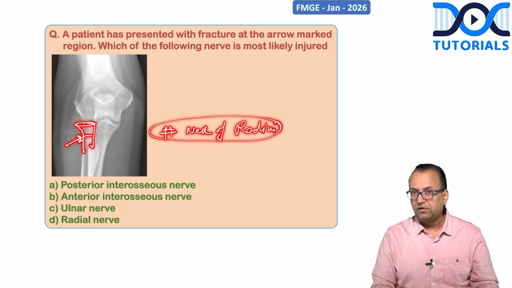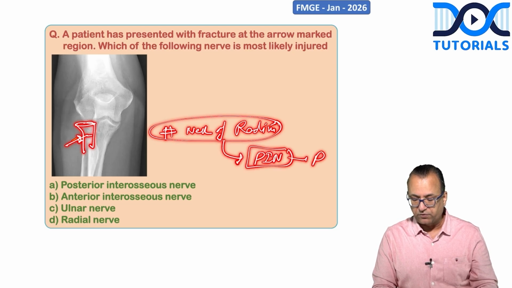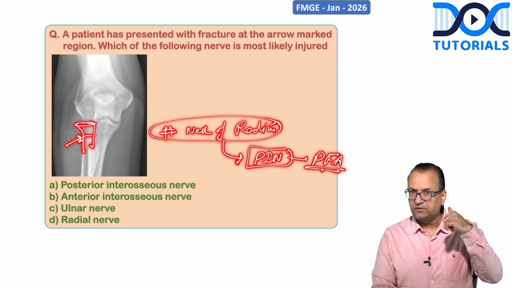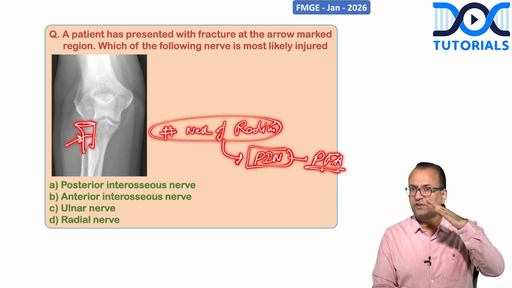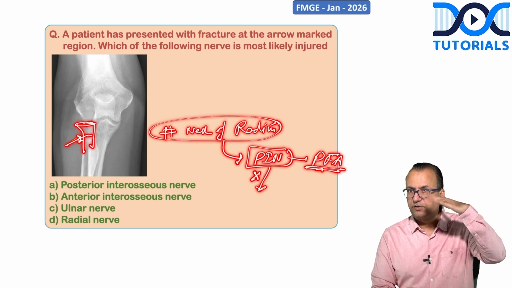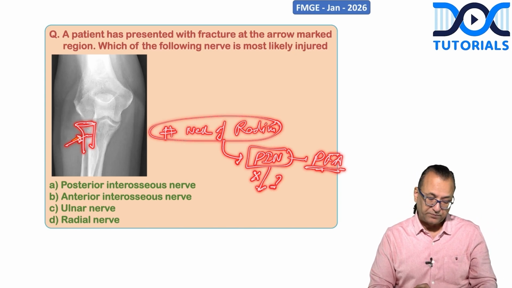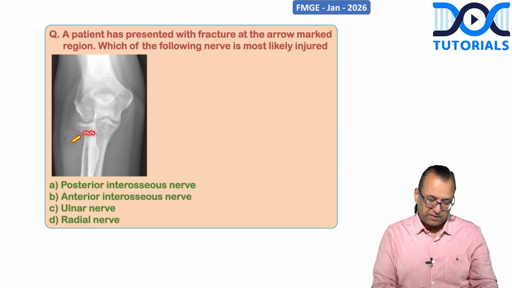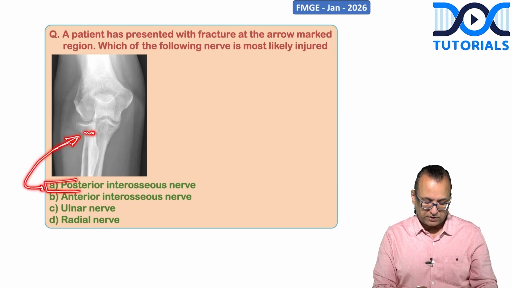where the deep branch of the radial nerve, that is the posterior interosseous nerve, supplying the posterior forearm, works for MCP extension specifically, though it also helps in wrist extension and interphalangeal extension. If the posterior interosseous nerve is injured, the patient presents with finger drop at the MCP joint, meaning they cannot do MCP extension. That is how it presents. Now, if you're saying it is a fracture in the proximal or neck region of the radius, and your answer is posterior interosseous nerve, fine.